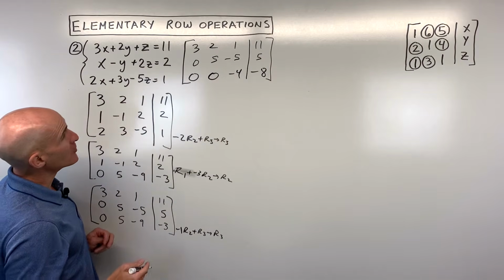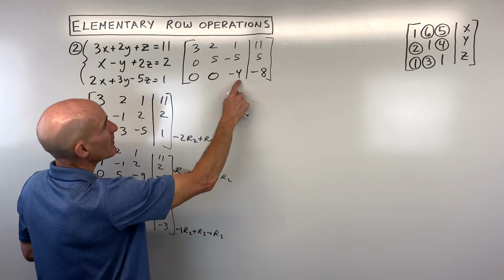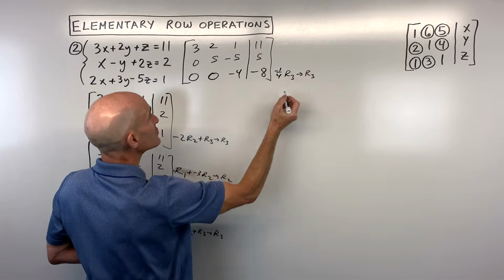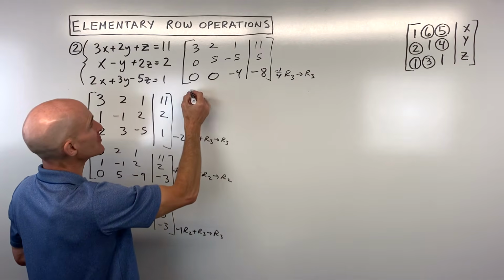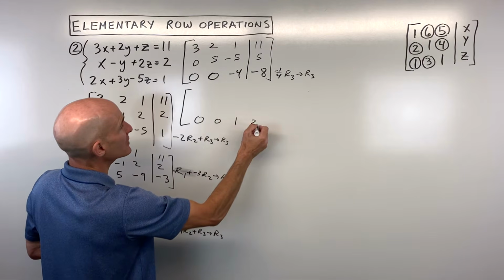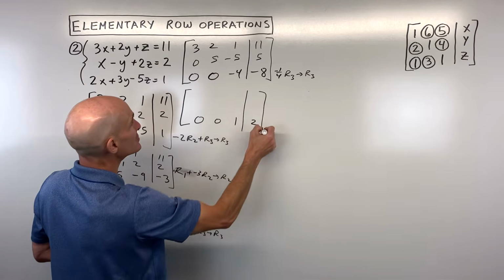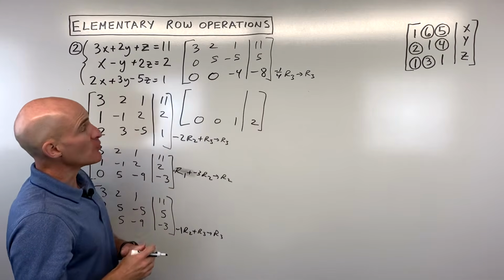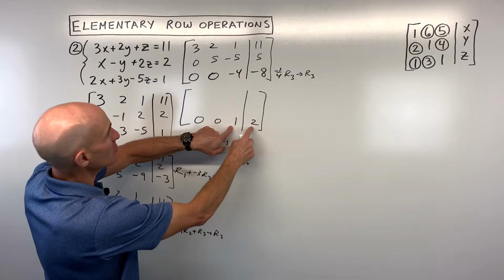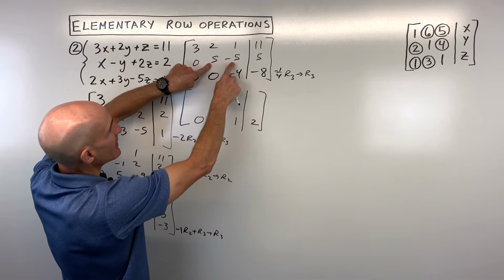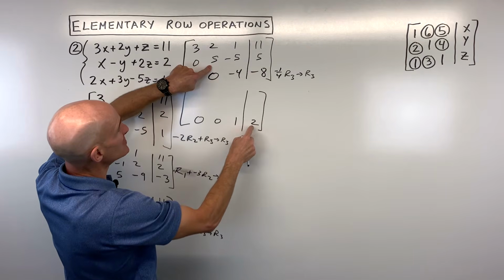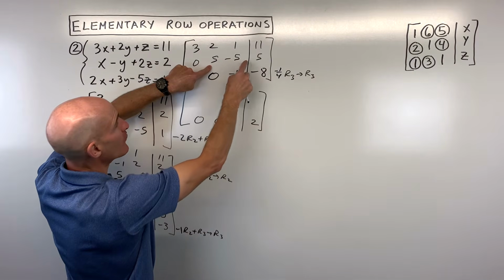Okay, and now you can see that all we have to do is multiply by negative 1/4 to row 3, put the answer in row 3, and that'll allow us to solve for z, right? So that's going to give us 0, 0, 1, and 2, so we know that z is equal to 2. Now, again, if you wanted to stop right here, you could say, well, I know z is equal to 2. This equation is 5y minus 5z equals 5. So if you know z equals 2, you could put it in for z and solve for y.